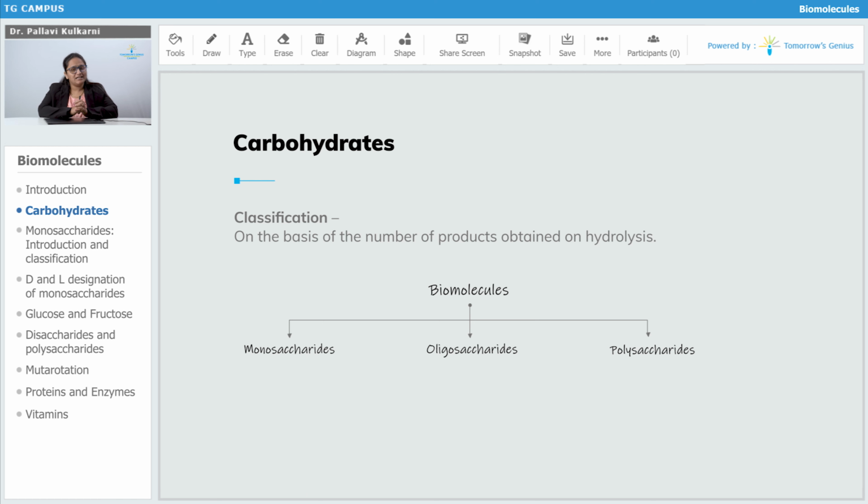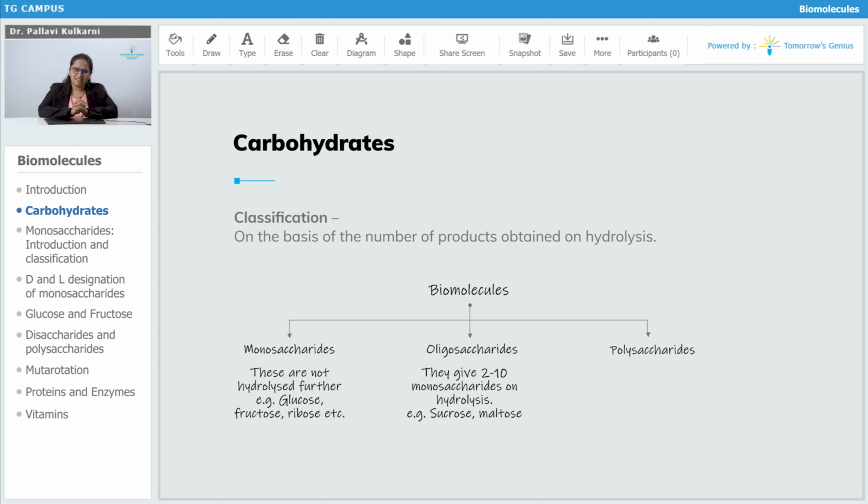Monosaccharides will not give the hydrolysis reaction. They are the compounds, obviously the carbohydrates, which will not give the hydrolysis reaction. That is the reason they are called as monosaccharides. For example, glucose, fructose, ribose, etc. The next type is oligosaccharides. Oligosaccharides on the hydrolysis give 2 to 10 monosaccharide units. For example, sucrose, that is cane sugar.